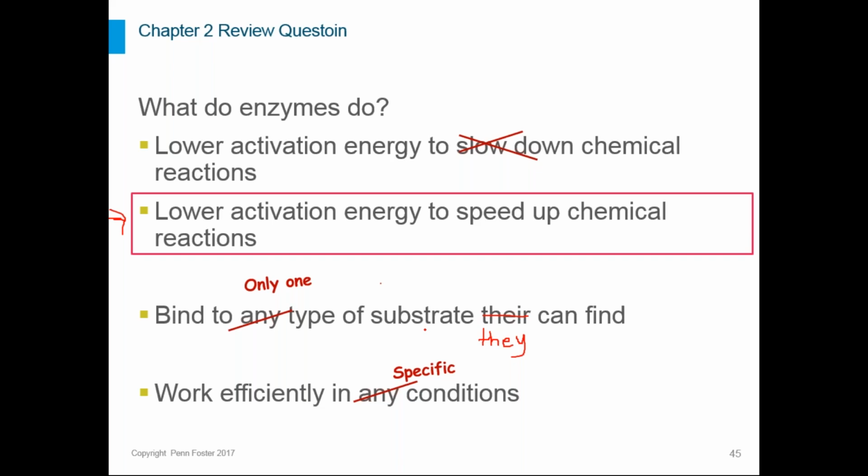So it speeds up the chemical reactions because it lowers activation energy. Enzymes can only bind to one type of substrate, and enzymes work efficiently only in certain conditions. All right, and that is the end of section 4.